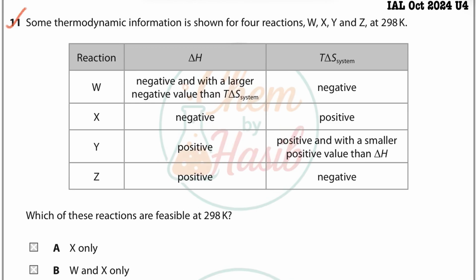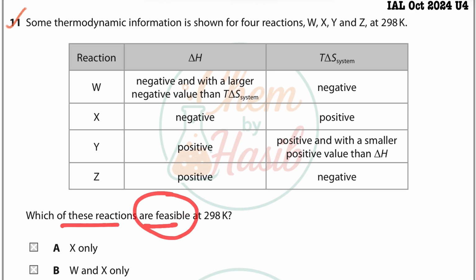Okay, this question says some of the thermodynamic information is shown for the four reactions W, X, Y, and Z at 298 Kelvin. You are given the reaction, information about delta H, and information about T multiplied by del S system. Now, you are to figure out which of these reactions are feasible.